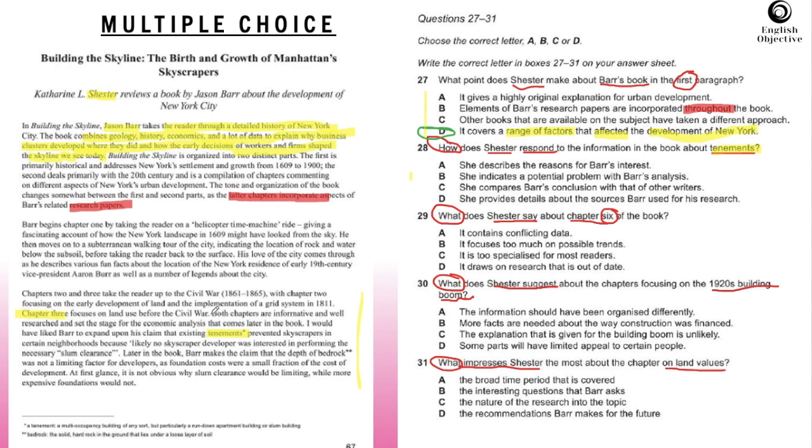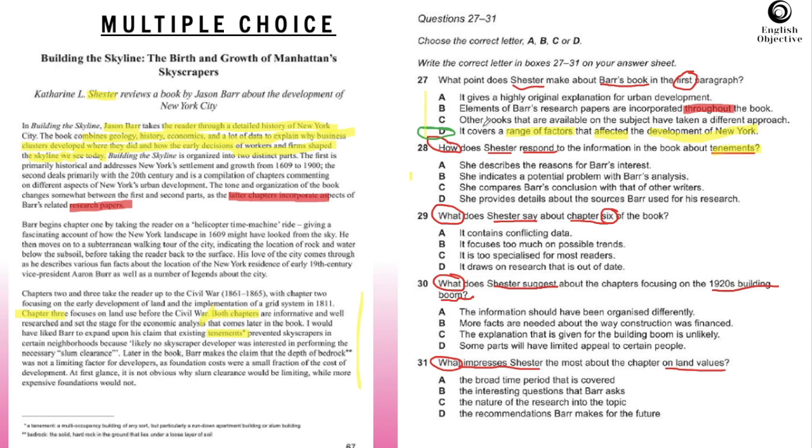And now it says both chapters. Okay, so I'm going to begin reading carefully from both chapters until the end. Both chapters are informative and well researched and set the stage for the economic analysis that comes later in the book. I would have liked Barr to expand upon his claim that existing tenements prevented skyscrapers in certain neighborhoods.